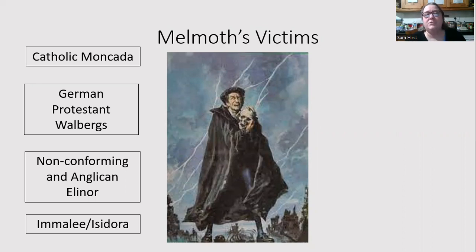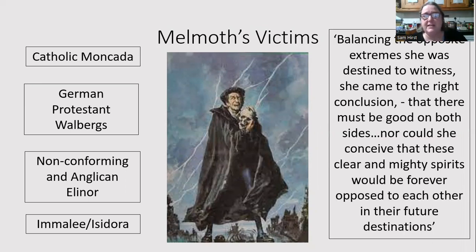In terms of how tolerance is addressed within the text, we can look to Eleanor's comments, and Eleanor is one of the most positively depicted characters in the novel. And she says we have to balance the opposite extremes. And here she's thinking about her Anglican family versus her Puritan family. Balancing the opposite extremes she was destined to witness, she came to the right conclusion.